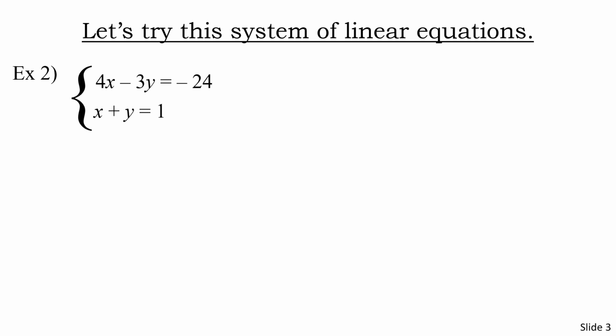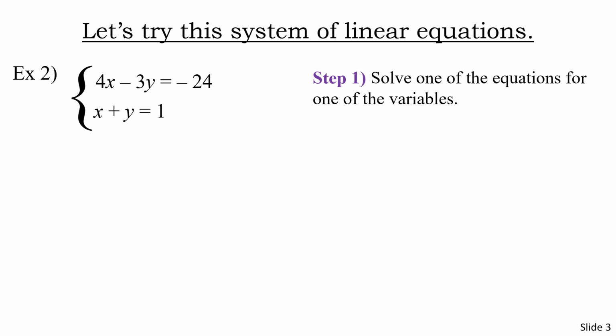4x minus 3y equals negative 24, and x plus y equals 1. Do you remember the step 1? Solve one of the equations for one of the variables. Either equation, either variable. I'm going to look for an easy one. There isn't one already done. It doesn't say y equals or x equals.